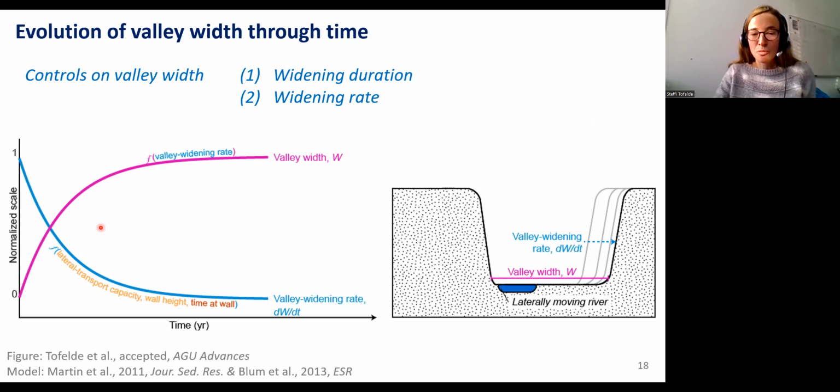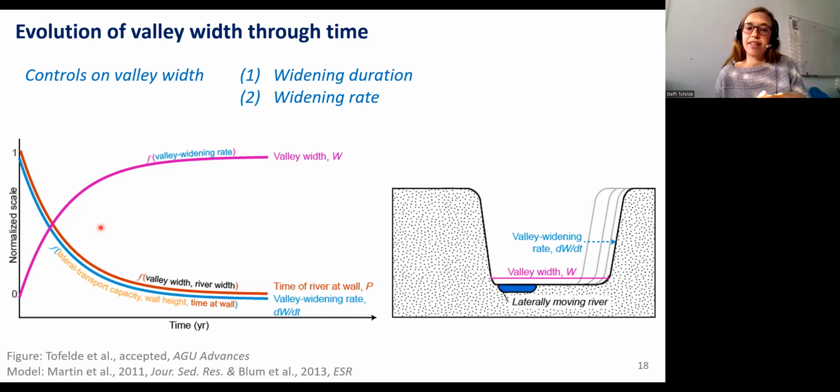And the reason why the widening rate decreases through time has been suggested by Hancock and Anderson in the early 2000s: with increasing valley width, the river actually spends less time at the walls to erode the walls. So you can imagine in a very narrow valley, a river that moves laterally touches the walls all the time. But if we have a very wide valley, the river spends most of its time somewhere in the valley floor and doesn't even erode the walls. So the valley widening rate actually decreases.